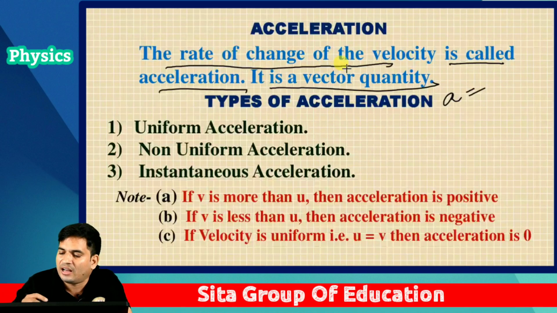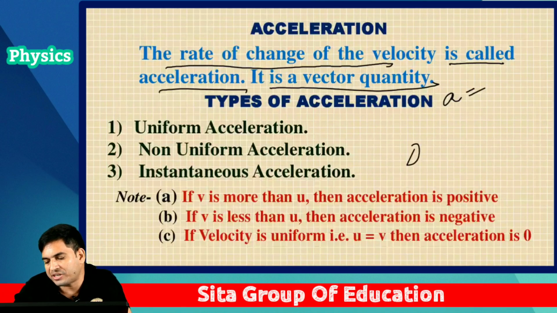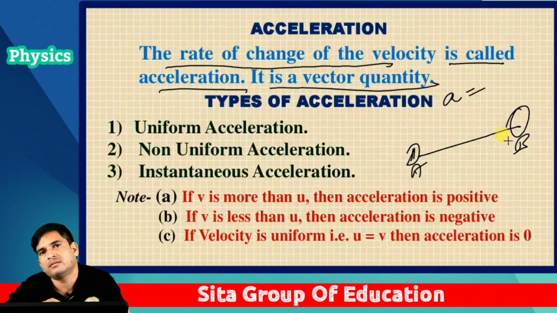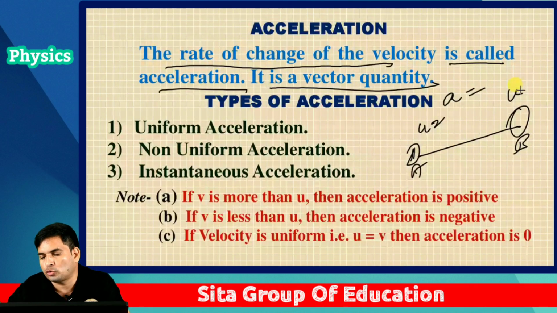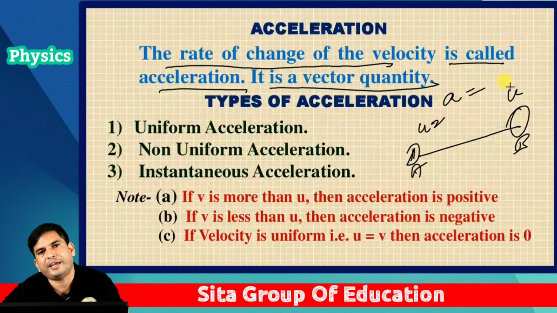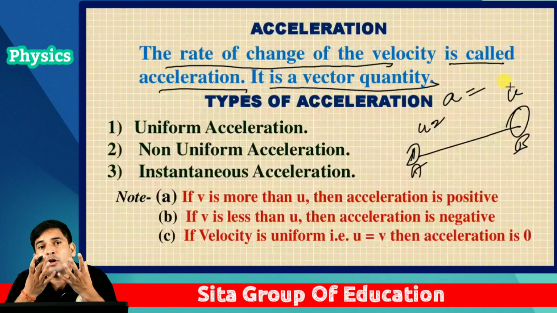Suppose that from your home, point A, you have started to move to your school, point B. Here you have the initial velocity u. When you reach your school, the final velocity is v. So how will you find out the change?